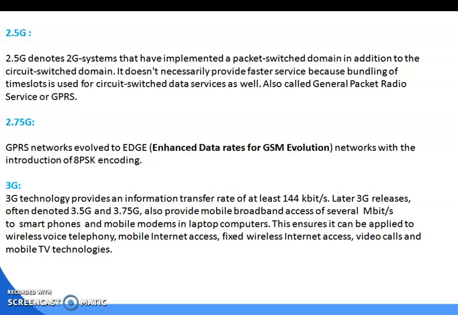3G technology provides an information transfer rate of at least 144 kilobits per second. Later 3G releases, often denoted 3.5G and 3.75G, also provide mobile broadband access of several megabits per second to smartphones and mobile modems in laptop computers. This ensures it can be applied to wireless voice telephony, mobile internet access, fixed wireless internet access, video calls, and mobile TV technology. So 3G technology provides an information transfer rate of at least 144 kilobits per second, and later 3G releases are often denoted 3.5G and 3.75G.